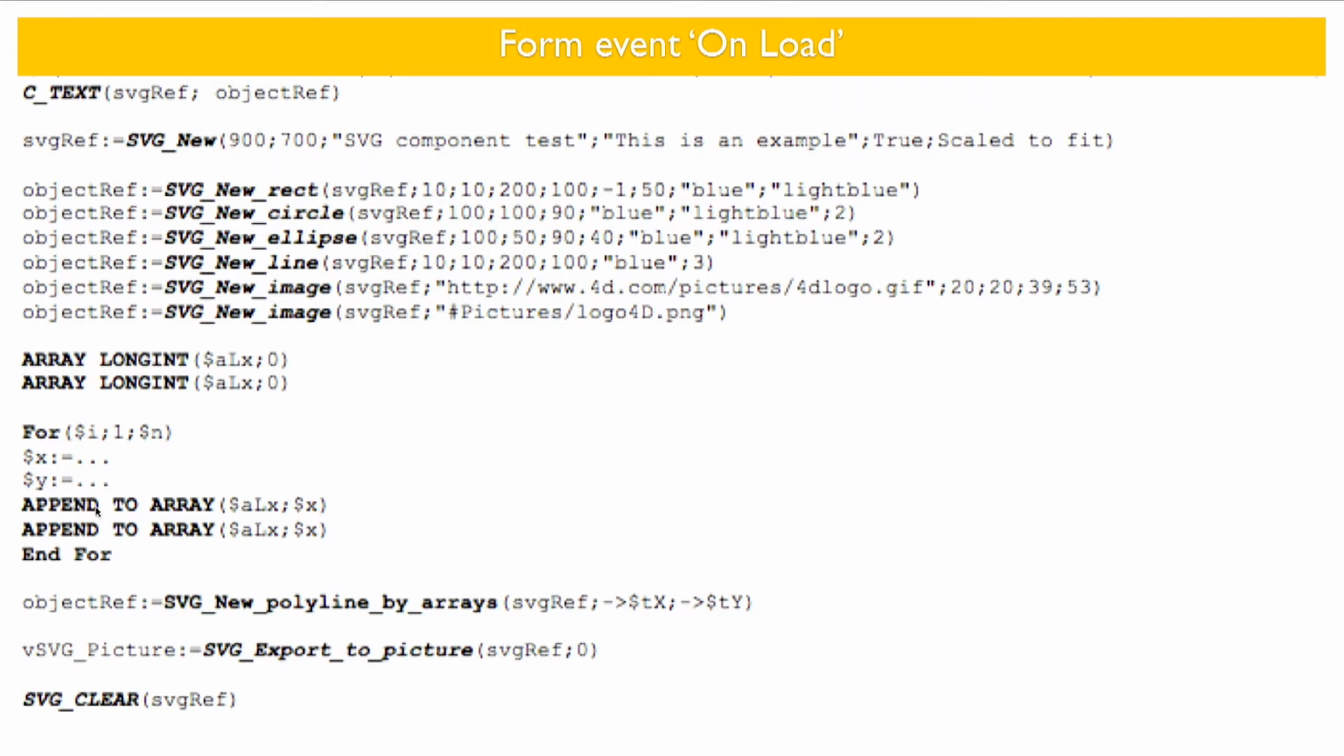And this is one very handy command. It allows you to draw a polyline by using arrays. So basically what it does is it populates the arrays, puts all the values there, and then with one command, SVG new polyline by arrays, we actually tell it to make the SVG for all those coordinates, all those points where you want your line to be drawn. Same thing, the almost last command, export to picture, which basically translates the SVG again to the picture that is on your form.